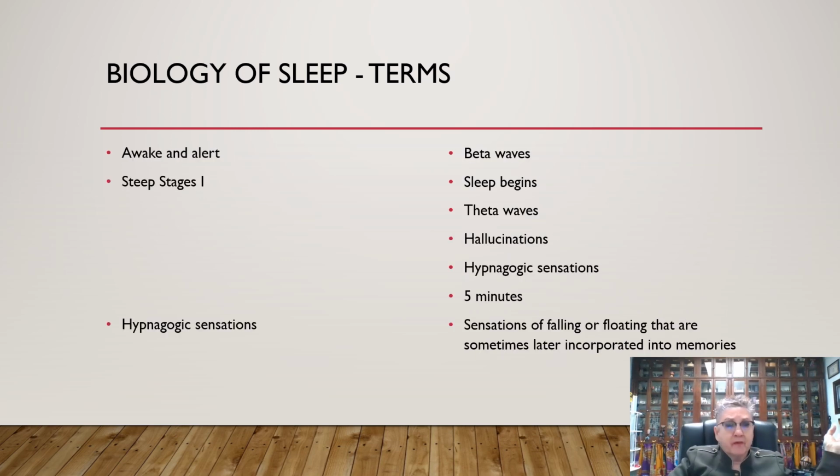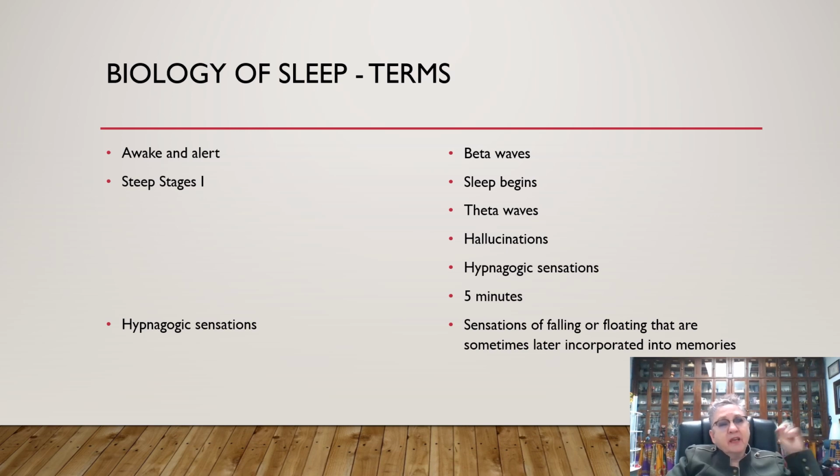Sleep through a polysomnograph includes awake and alert. These are beta waves. We'll show the difference between the different wavelength frequencies once we get into interpreting sleep tests. Sleep stages include stage 1, theta waves, hallucinations, hypnagogic sensation, usually an onset of 5 minutes. That's sleep stage 1. A lot of times our patients either spend a really long time in stage 1 because they can't fall asleep, which is abnormal. Should be out of stage 1 within 5 minutes.